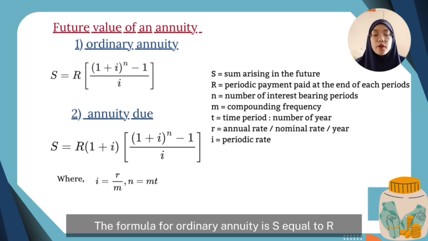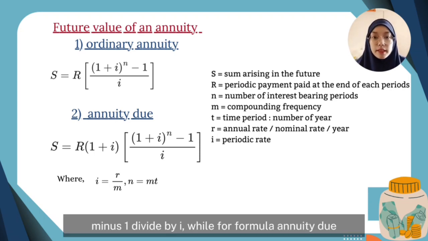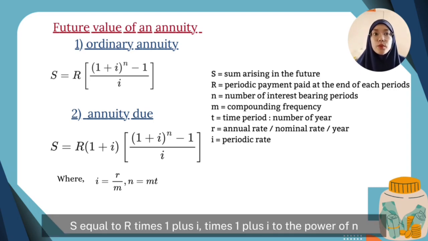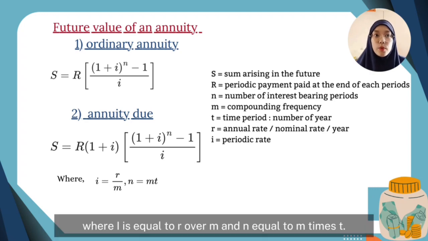The formula for an ordinary annuity is S equals R times (1 plus i) to the power of n, minus 1, divided by i. While the formula for annuity due is S equals R times (1 plus i) times (1 plus i) to the power of n, minus 1, divided by i, where i is equal to r over m and n equals m times t.